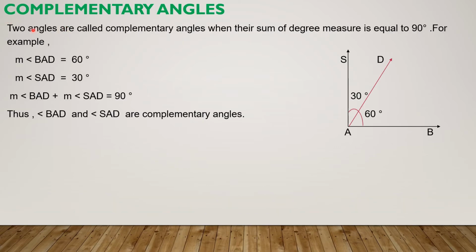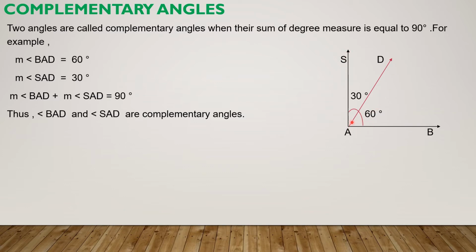Complementary angles. Two angles are called complementary angles when their sum of degree measure is equal to 90 degrees. For example, look at the figure, angle BAD is 60 degrees. Students, look at this angle, angle BAD. This angle is of 60 degrees.